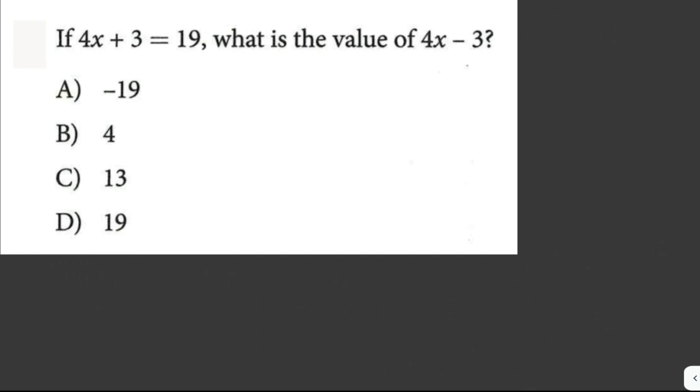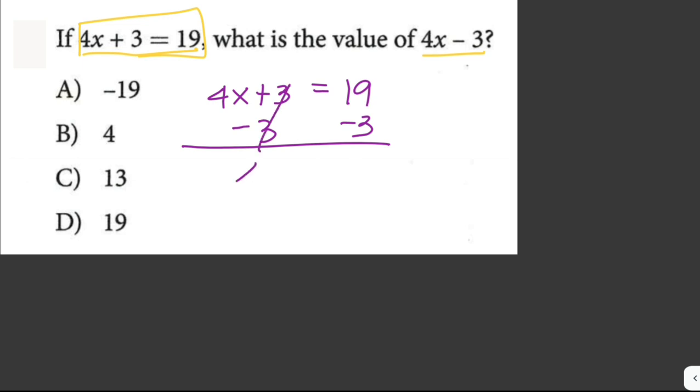If 4x + 3 = 19, what is the value of 4x - 3? Now, to solve for the value of 4x - 3, we need to solve for the value of x from the equation given here. So that would be 4x + 3 = 19, and then we subtract 3 from both sides. We have 4x = 19 - 3. So this is just 16 divided by 4. Therefore, the value of x is just equal to 4.